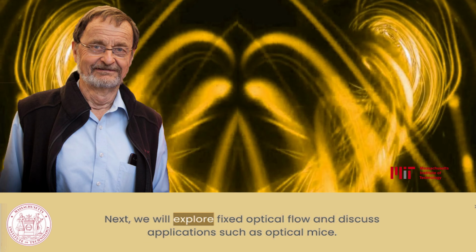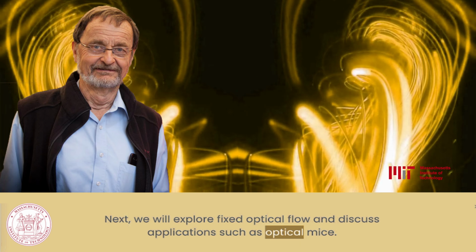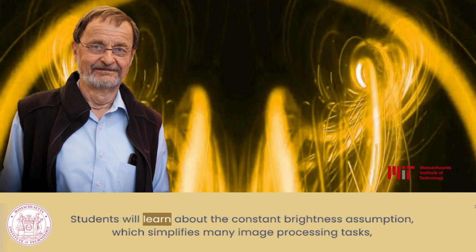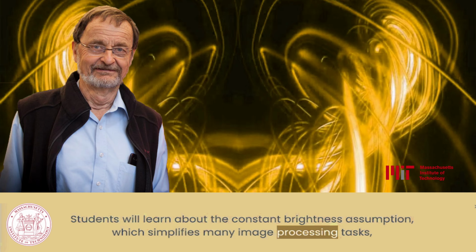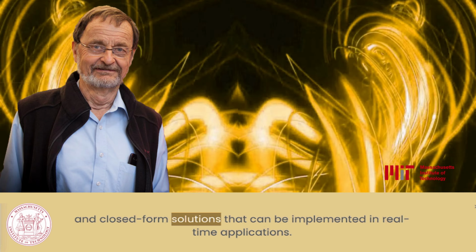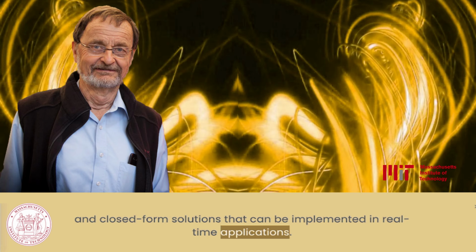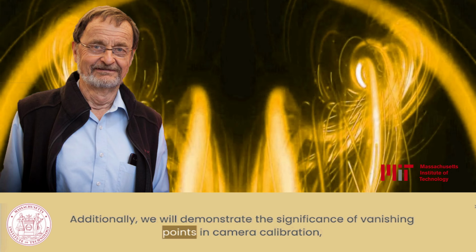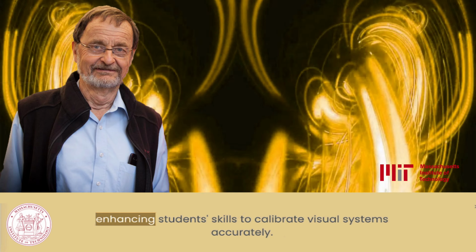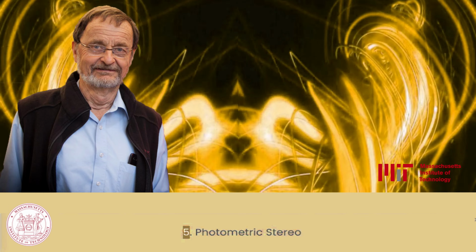4. Optical flow and camera calibration. Next, we will explore fixed optical flow and discuss applications such as optical mice. Students will learn about the constant brightness assumption, which simplifies many image processing tasks, and closed-form solutions that can be implemented in real-time applications. Additionally, we will demonstrate the significance of vanishing points in camera calibration, enhancing student skills to calibrate visual systems accurately.